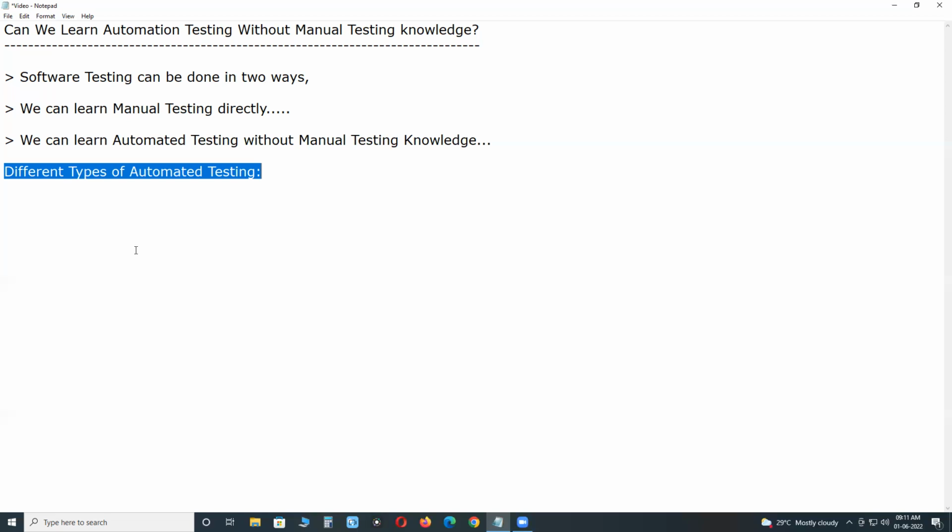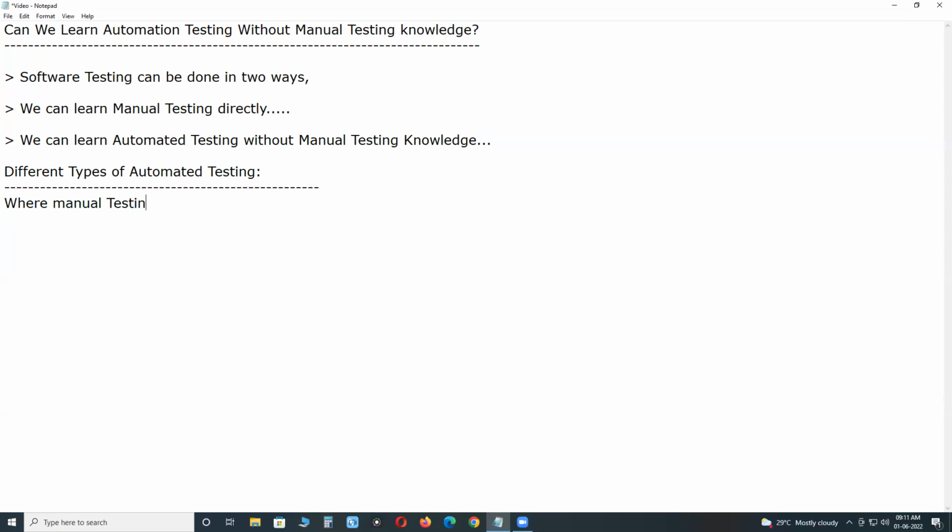Next, one important concept: where manual testing is mandatory. In some areas, manual testing is mandatory.